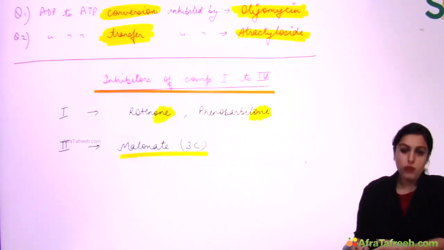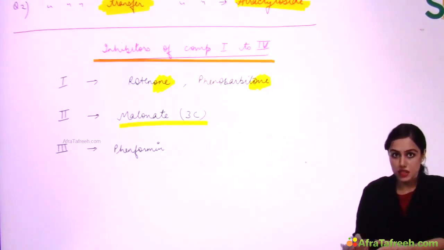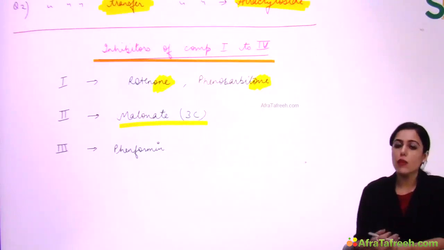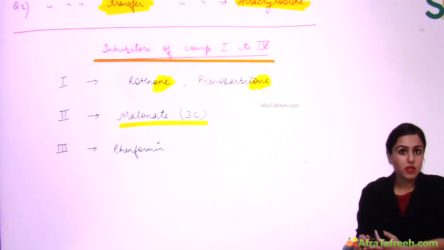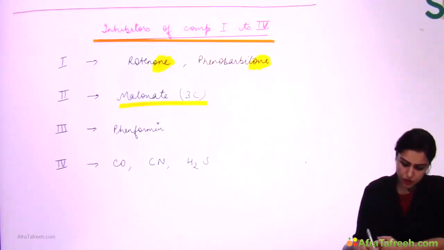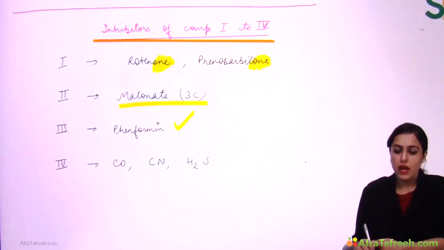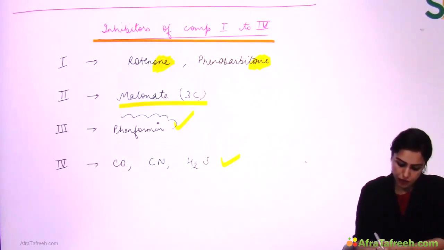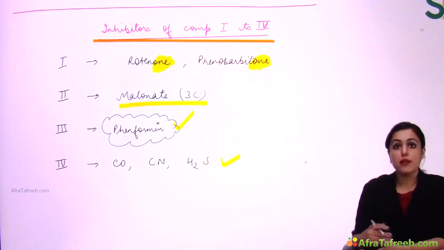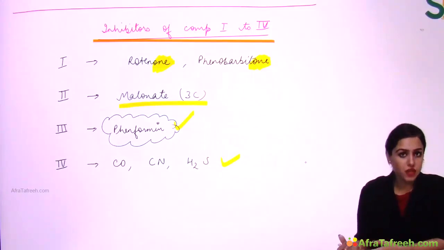Then the inhibitor of complex 2, this was already done in the TCA cycle: malonate, a 3-carbon compound, is the inhibitor of 3 pathways in the body, beta oxidation, TCA and ETC, right? So it inhibits complex 2 of ETC. Then the complex 3 inhibitor is phenformin, and complex 4 inhibitors are carbon monoxide and hydrogen sulfide. And what is this phenformin? Phenformin is like metformin, an oral hypoglycemic agent.